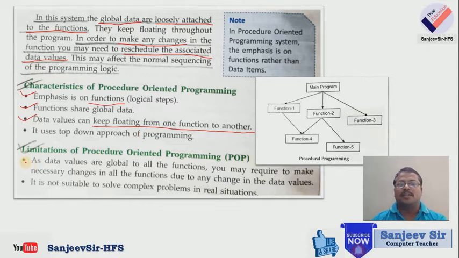But what are the limitations here in a POP, that we understand. So data values are global. That means all the functions require changes whenever there is any change in the data value, so this type of data is not secure. That means it is not suitable for solving complex programs. So real life situations we cannot write with the procedure oriented programming language. In summary, procedure oriented emphasizes the functions, not the data.